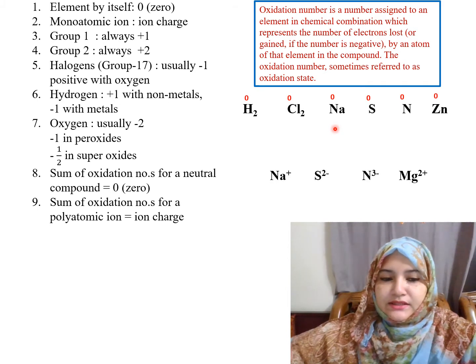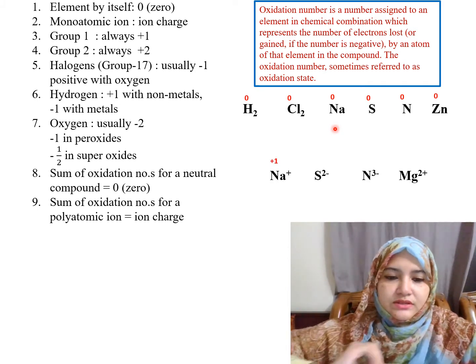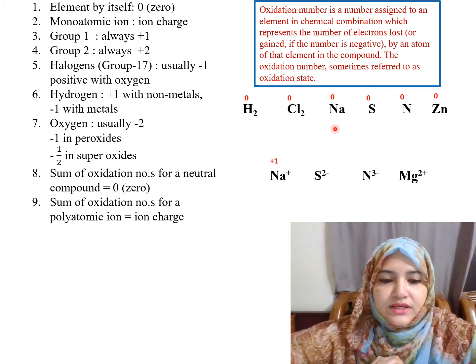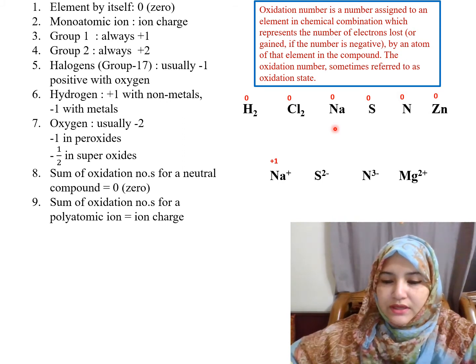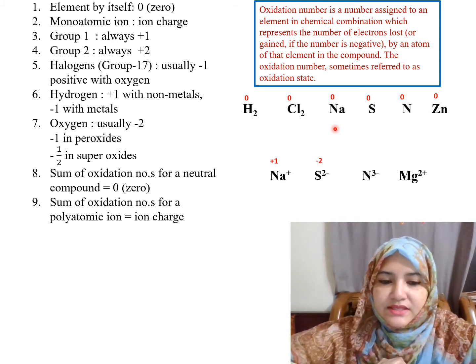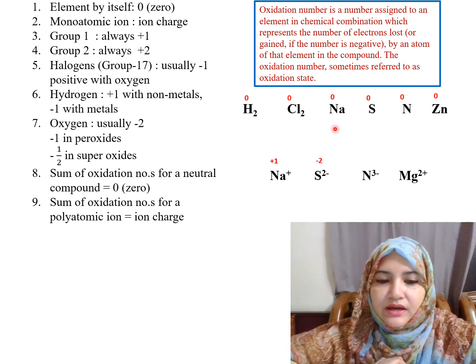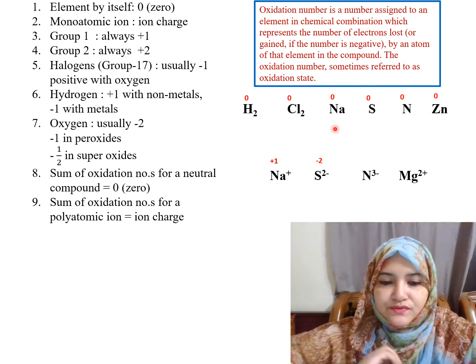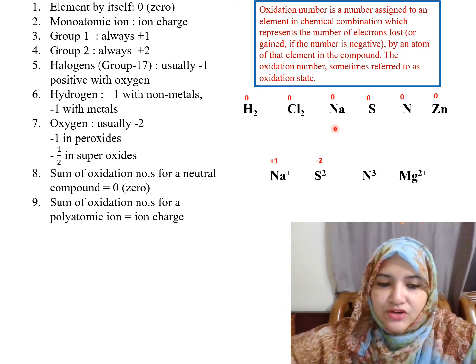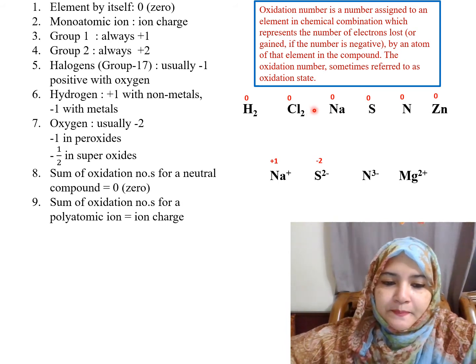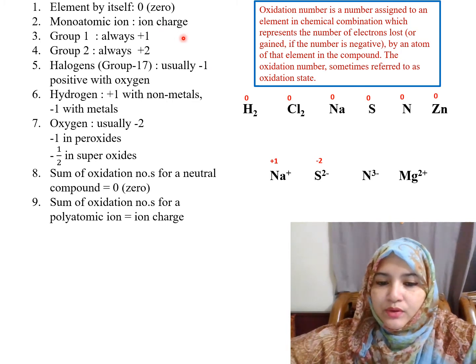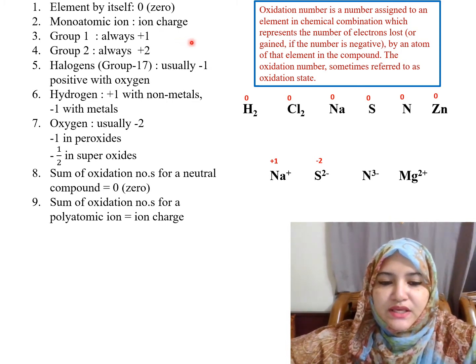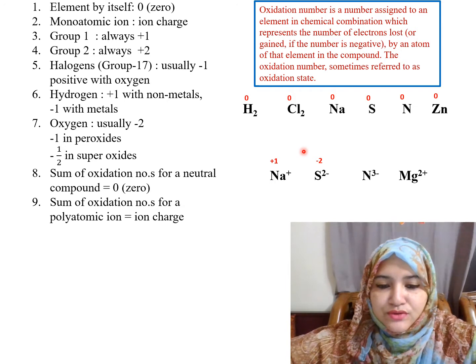The next rule, the second rule, is about monoatomic ions. These are ions that are made of only one atom. Look at this, these ions are monoatomic ions. For monoatomic ions, their oxidation number is the same as their ion charge.